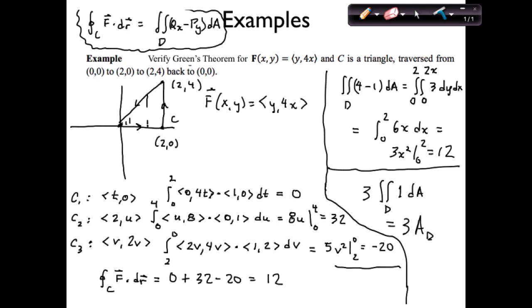What is the area of this? So this is 2 times 4. So 3 times the area of D is 1/2 base times height equals 12. Pretty cool, huh? So if you recognize when you got to this side, you can say, oh, I can just pull the 3 out in front of my double integral, and that double integral will be the same as the area of D. So we can do the area of that triangle.